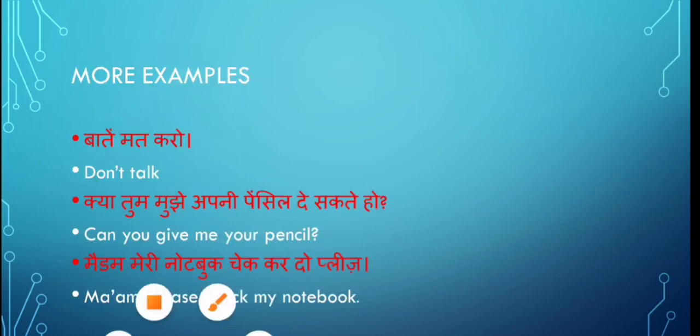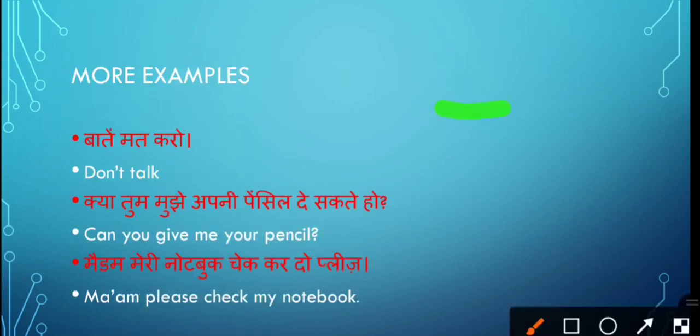Our next sentence is बातें मत करो. How we can say this sentence? Don't talk. Don't talk.